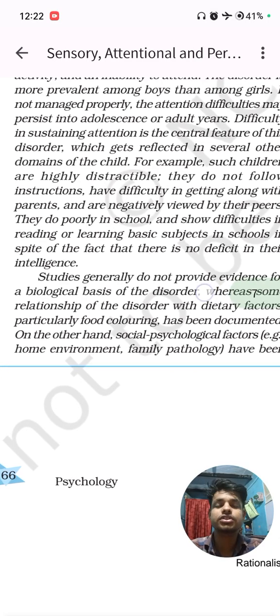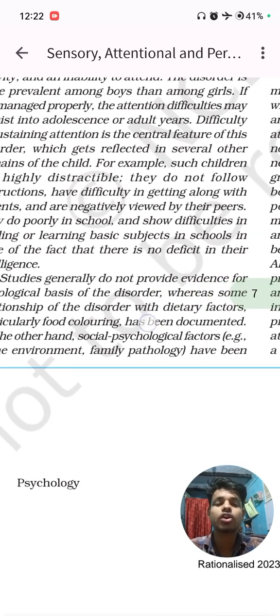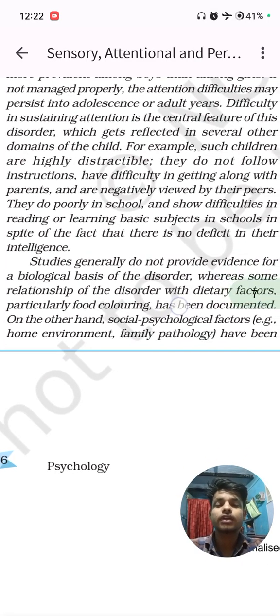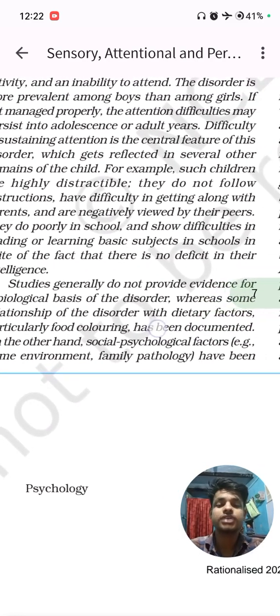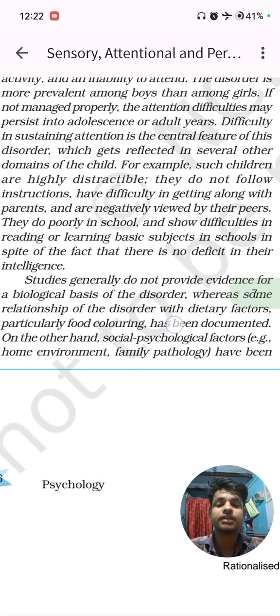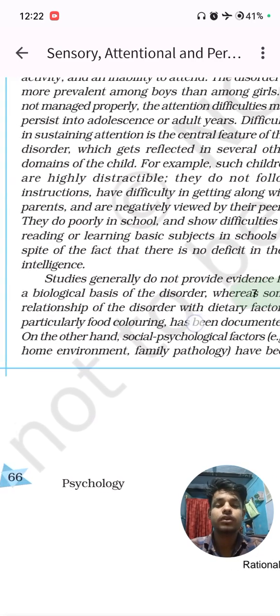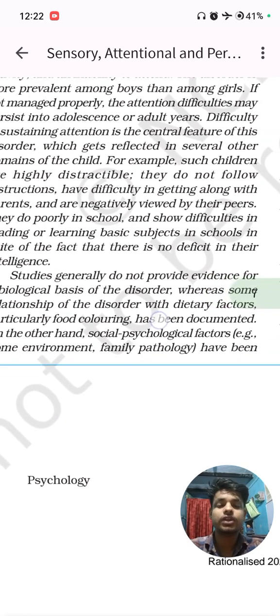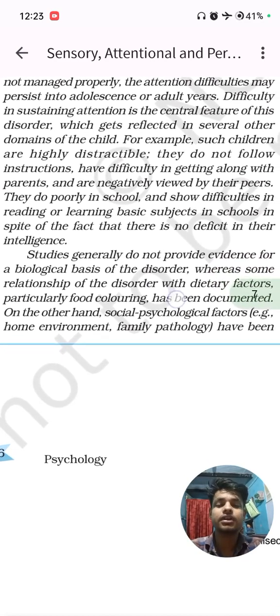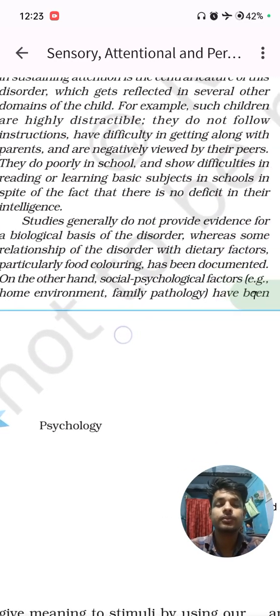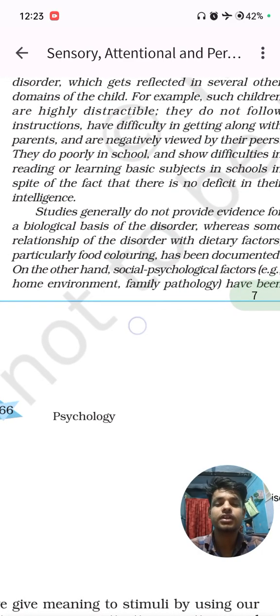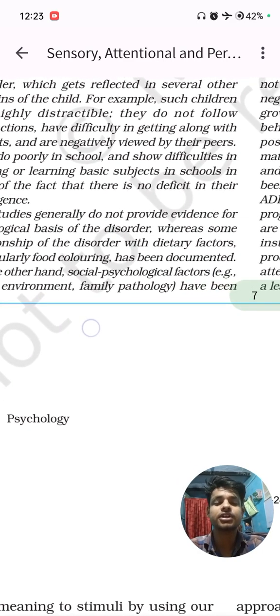Difficulty in sustaining attention is a central feature of this disorder, which gets reflected in several other domains of the child's life. For example, such children are highly distractible. They do not follow instructions. They have difficulty getting along with their parents and are negatively viewed by their peers. They do poorly in school and show difficulties in reading and learning basic subjects.